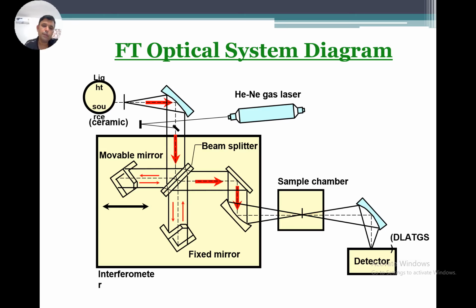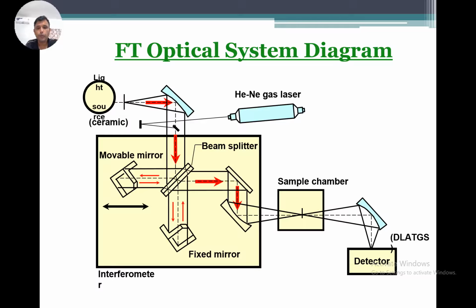What is the basic principle in Fourier transformation? Here we are going to use the entire wavelength range instead of one by one. Selection may not be there in case of Fourier transformation. Here we are going to use the entire wavelength range. That is the main advantage of Fourier transformation.